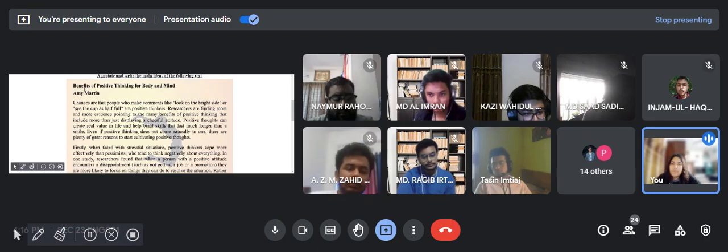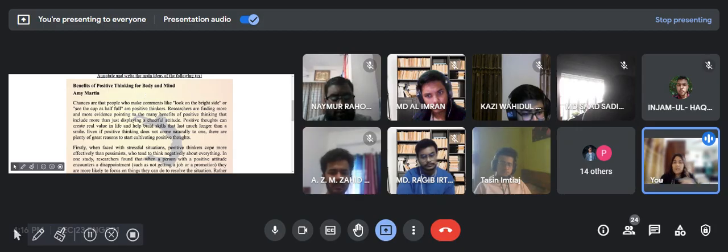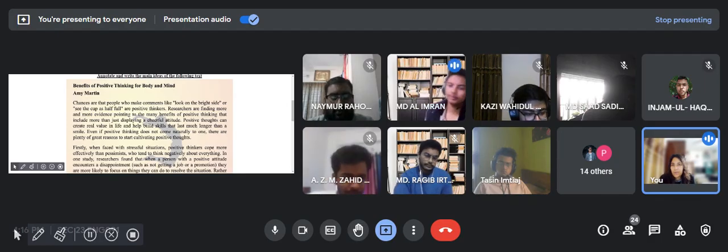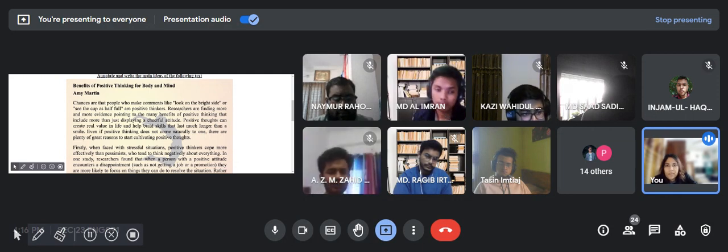Inverted comma starts, then benefits of positive thinking for body and mind, because you know that you have to keep the name of the text, or if it's a poem or book, in inverted comma, always, you know that, right? Yes, ma'am. So you will write it this way: Benefits of positive thinking for body and mind in inverted comma, then written by Amy Martin talks about, and then you will write the first main idea from the first paragraph, okay? Because you know that you will have one main idea from each paragraph, right?